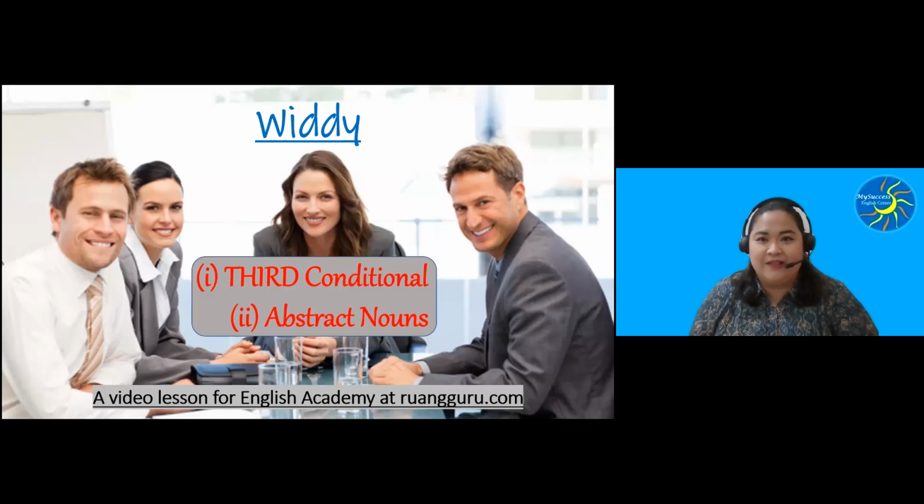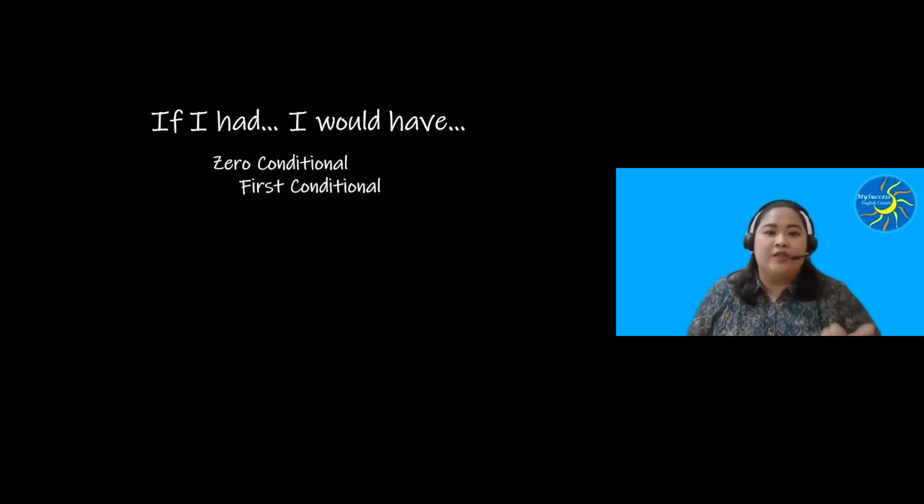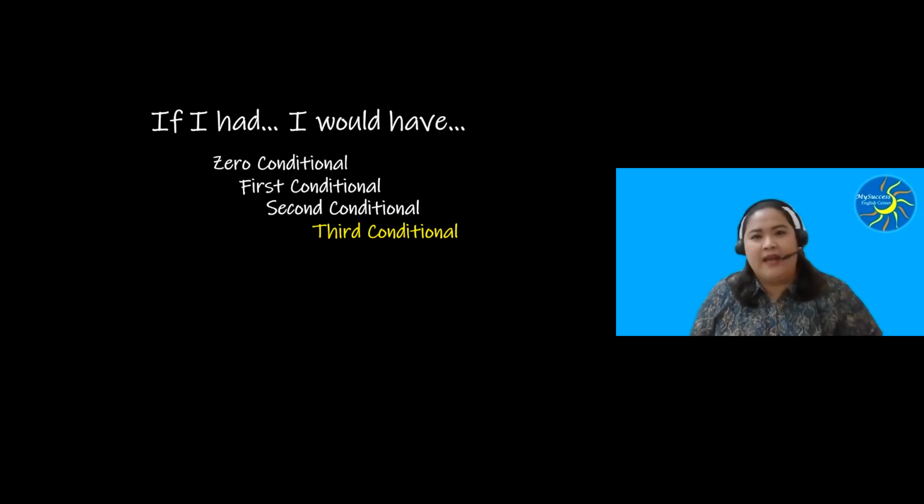Okay, so let's go. What is actually third conditional? Well, have you ever heard sentences like "If I had blah blah blah, I would have blah blah blah"? Yes, that is third conditional. Maybe in the previous sessions you learned about zero conditional, first conditional and second conditional, and now we're going to discuss third conditional. Maybe some of you are still wondering what it actually is. If I had, I would have.